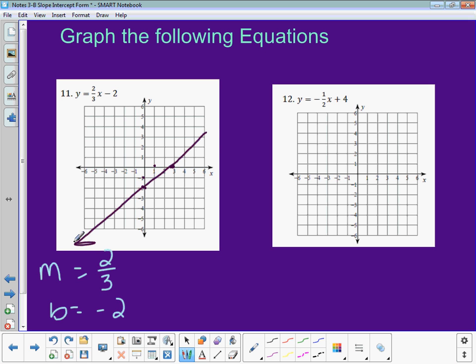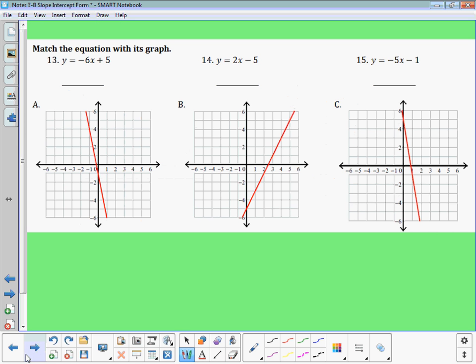It might help you if you use like the edge of your iPad or the edge of another piece of paper for a straight edge. That tends to help you draw more straight lines. I'm going to go ahead and have you guys try number 12 on your own. Notice that the slope is negative, so that means your line should be going down. Okay? Let's take a look at this last problem here.